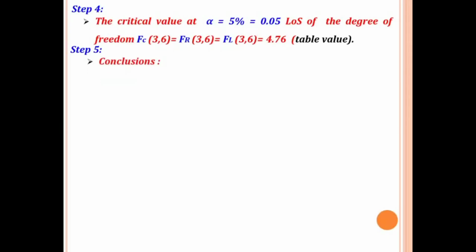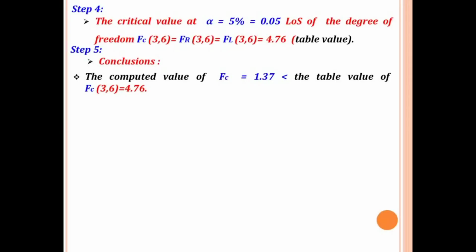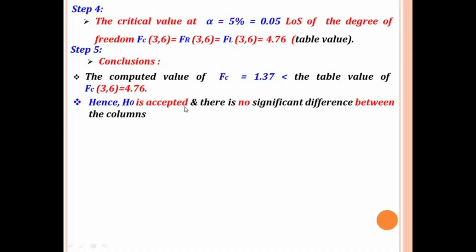What is our conclusion? How to give a conclusion? If the obtained value is strictly less than the table value, then H naught is accepted, otherwise rejected. First we give the conclusion for column wise. The computed value in column equals 1.37 is strictly less than the table value in column wise, 4.76. Therefore H naught is accepted. What is H naught? There is no significant difference between the columns. What is your column assumption? We consider variety of seeds.